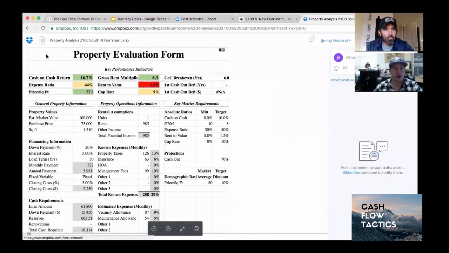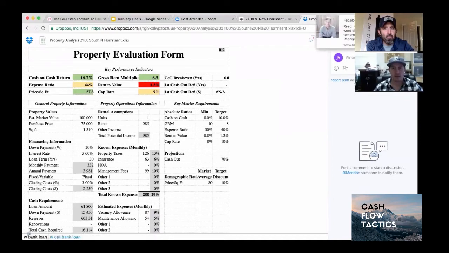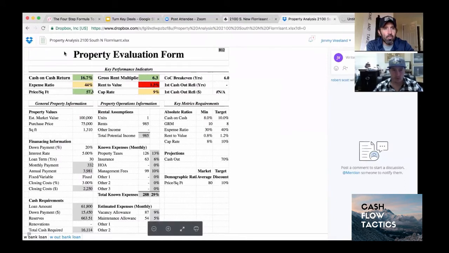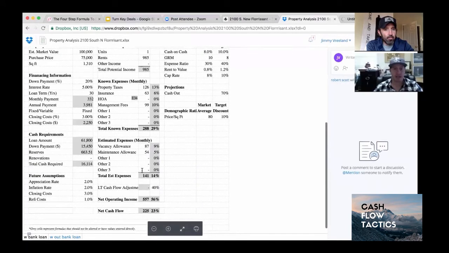Cash on cash return. This one actually has a cash on cash of 16.7%. So we're very, very easily breaking our 10% goal there. We also have a GRM of 6.3 on this one. 6.3 is pretty good. So we're meeting that target there. And our cap rate's 9% on this one. But again, the most important thing you want to look at is the cash on cash. And at the end of the day, our net cash flow on this property is $225.